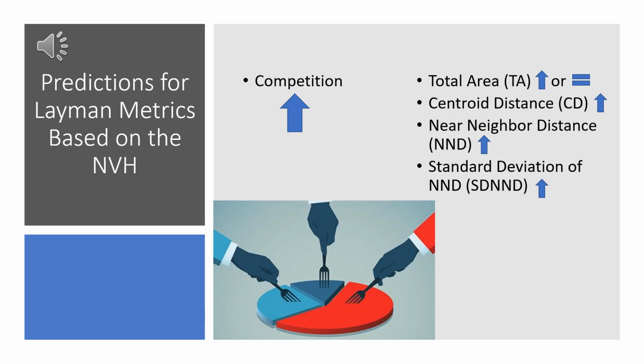Centroid distance, the mean distance from a population mean to the community mean, we would expect to increase. Nearest neighbor distance, we would also expect to increase as competition is driving a divergence of population niches within the community. And likewise, we would expect the standard deviation of that to increase, as there would be more specialization within a community as competition increases.